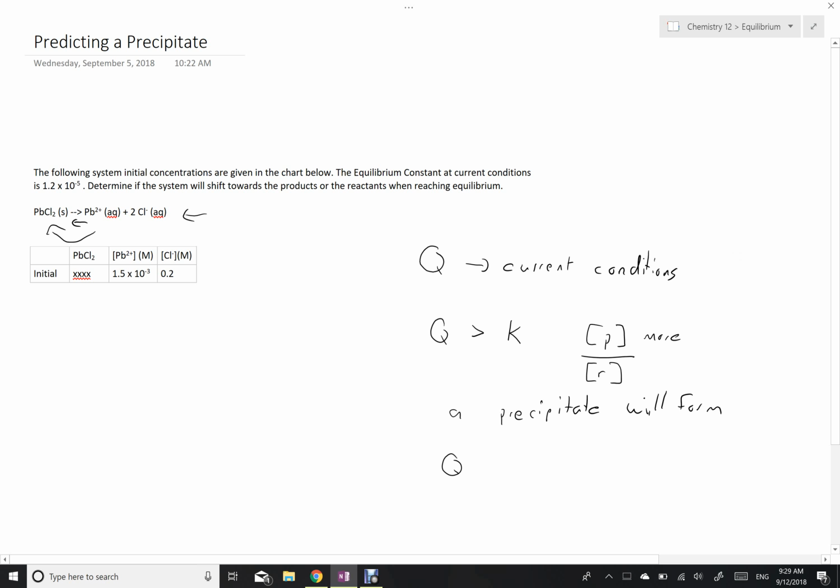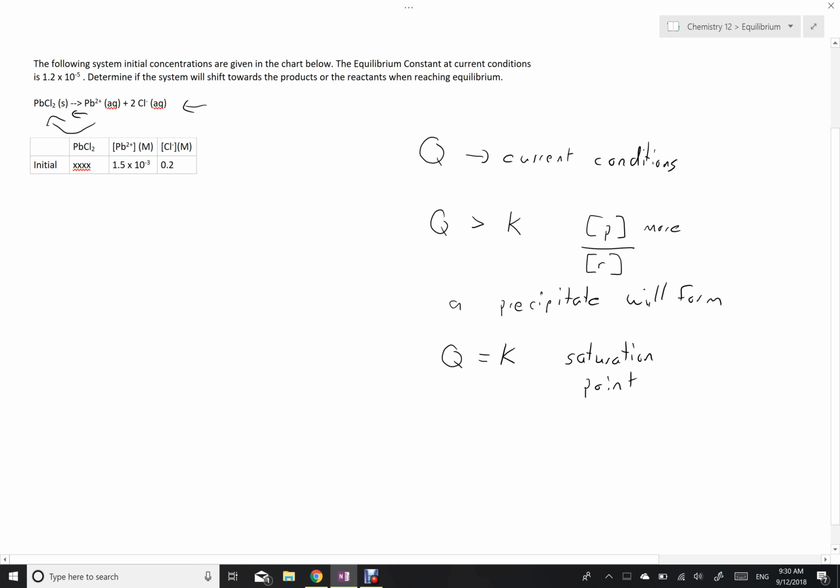If we have Q equal to K, that means that we are at our saturation point. This means no more of the salt will dissolve and no crystal will form, but whatever crystal exists will continue to exist. So no more dissolving or solid formation. This solution is stable as it is.